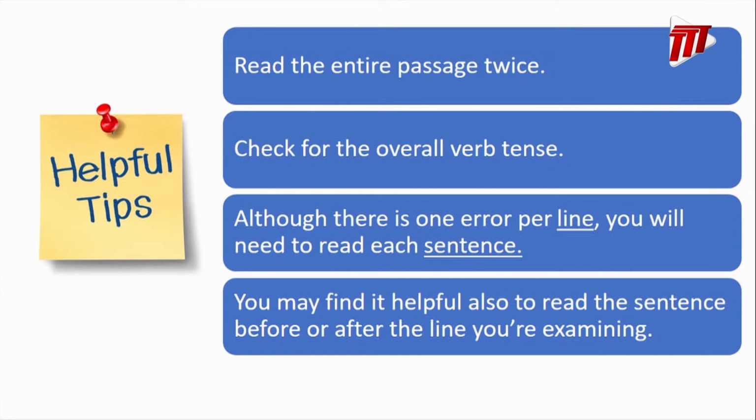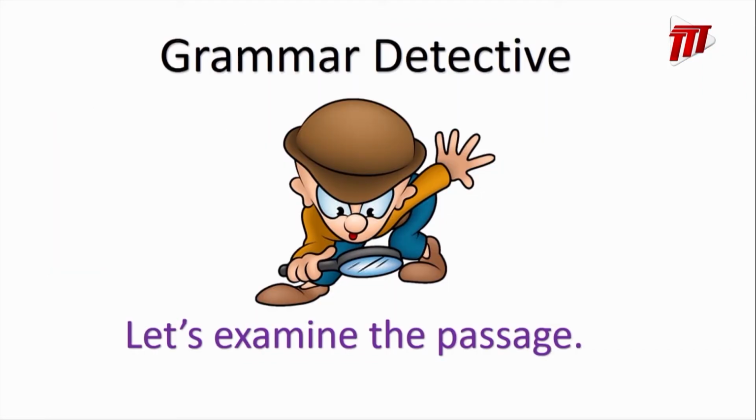Read the entire passage twice. Check for the overall verb tense. Although there's one error per line, you'll need to read each sentence, and you may find it helpful also to read the sentence before and after the line you are examining. So let's examine our passage.